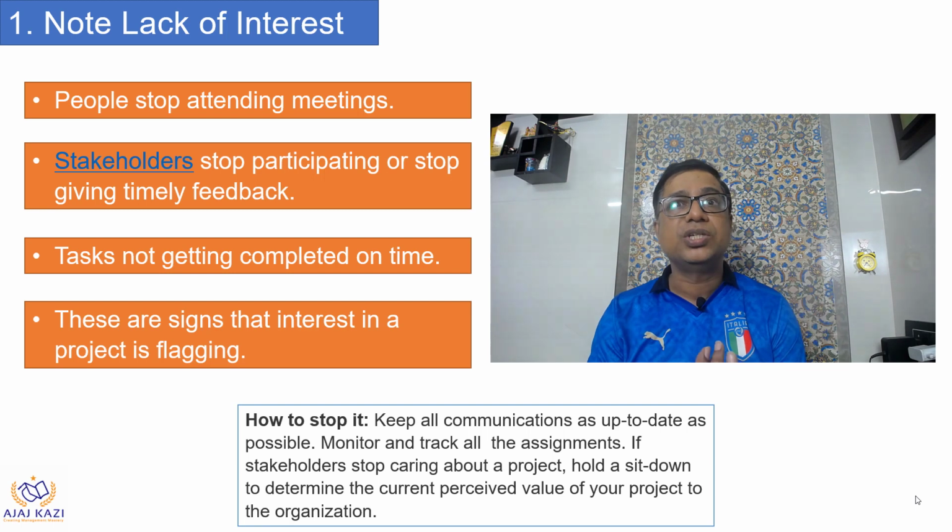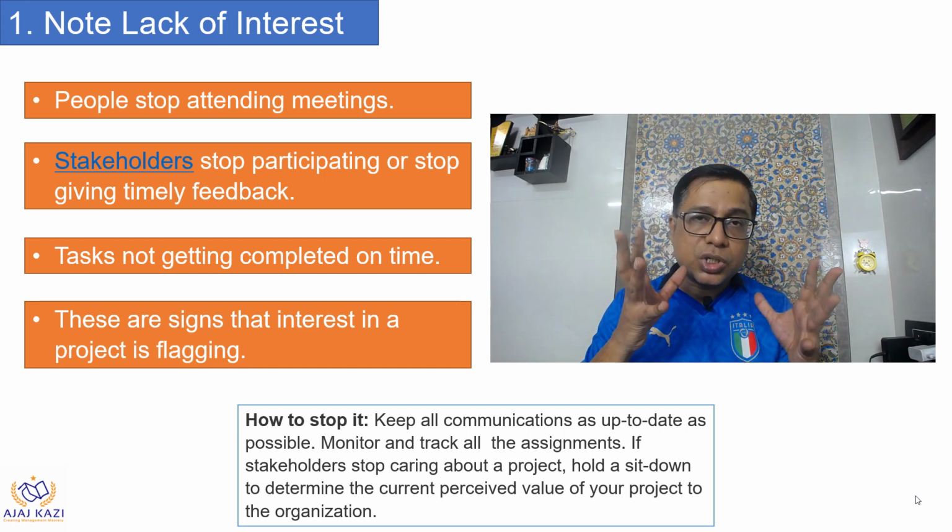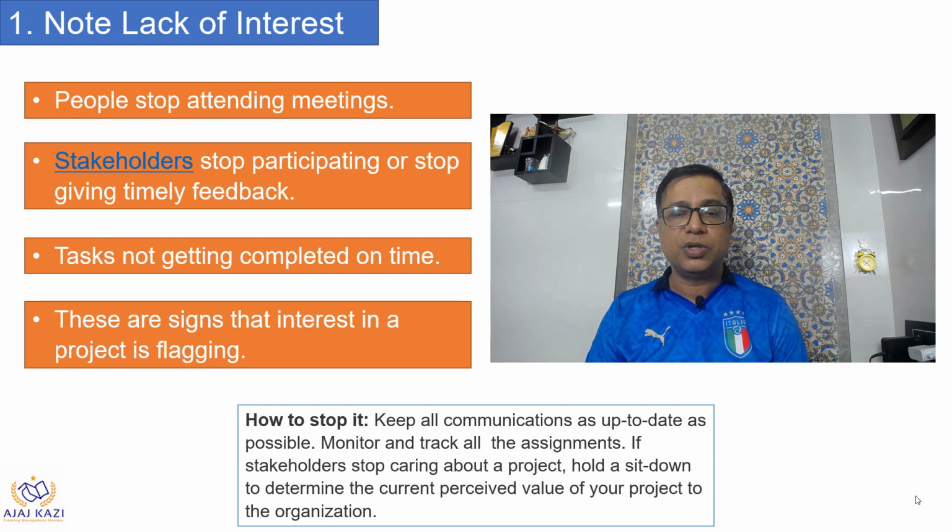Keep all communications up to date as much as possible. Monitor and keep track of all the assignments of all the stakeholders. If stakeholders stop caring about the project, sit down to determine the current perceived value of the project, and then you can take your own decision. So I'm talking about a signal. I'm also talking about how do we stop it, right?